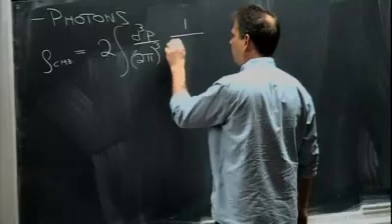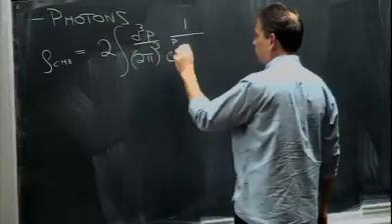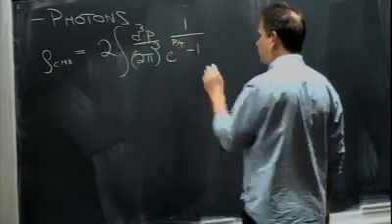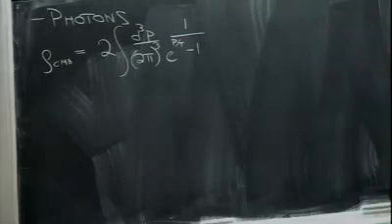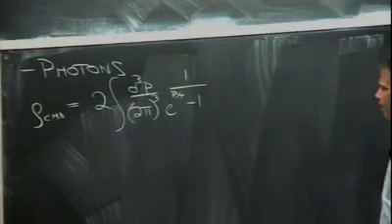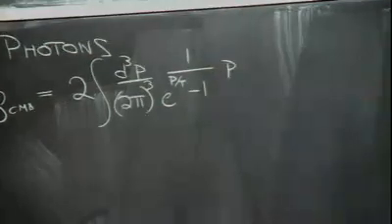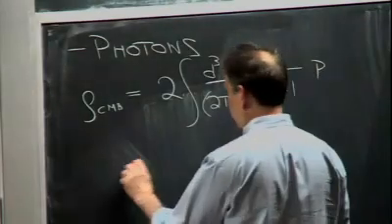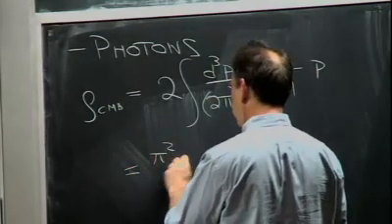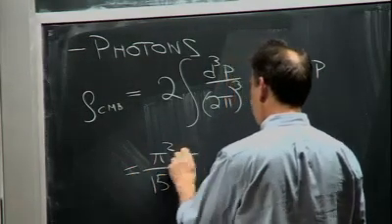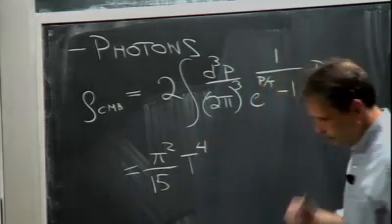It's just e to the energy, but the energy is just the momentum, divided by the temperature, minus 1. So that's the occupation number of photons. And then you multiply by the energy, but the energy, again, is just the momentum. So this is a trivial integral. You should at least have done it once. This is equal to pi squared over 15 times T to the 4th.